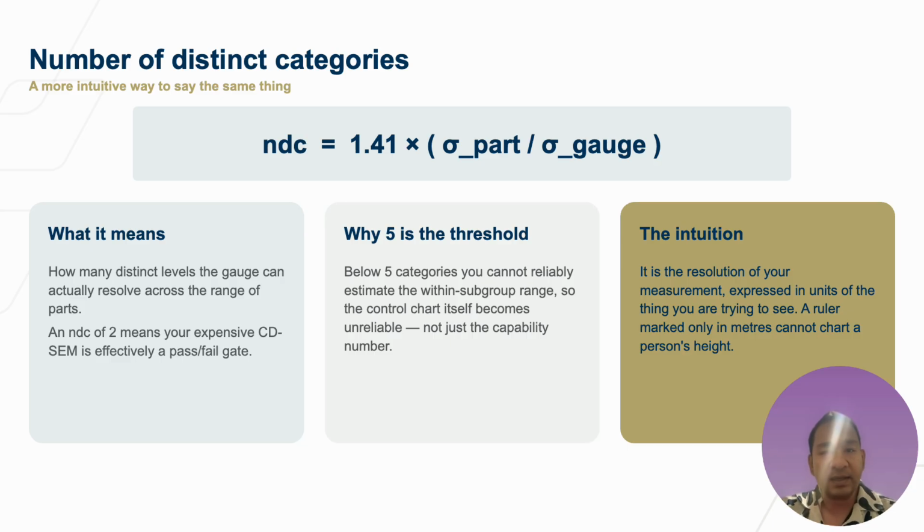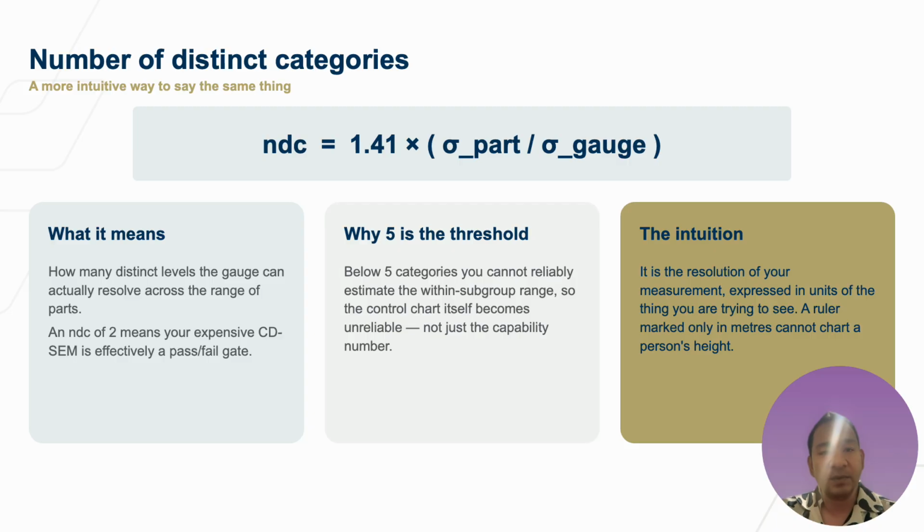Number of distinct categories. A more intuitive way of saying the same thing: 1.41 times part sigma over gauge sigma. It estimates how many different levels your gauge can actually resolve across the range of parts you are measuring. An NDC of 2 means your very expensive CDSEM is statistically a pass-fail gate. It can tell you big and small and nothing in between.